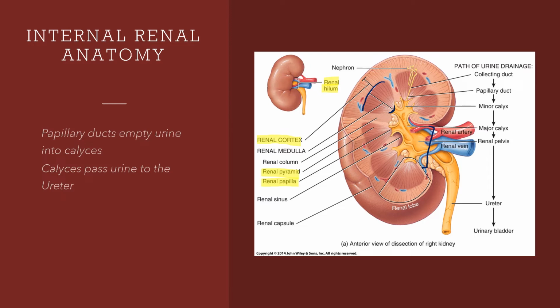Now the renal cortex is a smooth textured area that extends from the renal capsule to the bases of the renal pyramids and then also into those spaces between them. We call these spaces the renal columns, but those are still parts of the renal cortex. Now together, the renal cortex and the renal pyramids of the renal medulla constitute what we call the parenchyma.